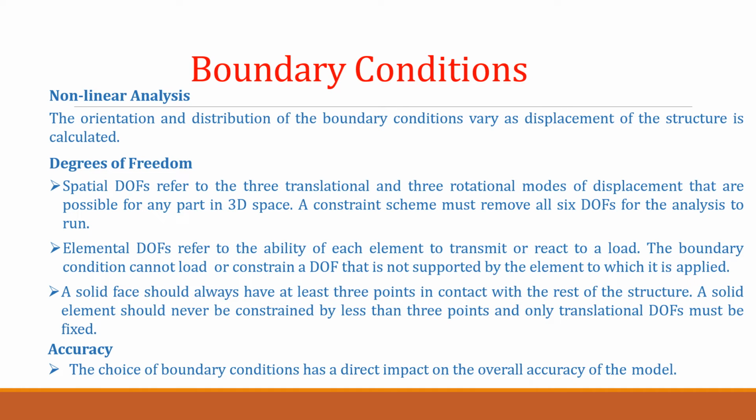When we consider the degrees of freedom, the spatial degrees of freedom refer to 3 translational and 3 rotational modes of displacement that are possible for any part in 3D space. A constraint scheme must remove all 6 degrees of freedom for the analysis to run. Elemental DOF refer to the ability of each element to transmit or react to a load. The boundary condition cannot load or constrain a DOF which is not supported by the element to which it is applied.